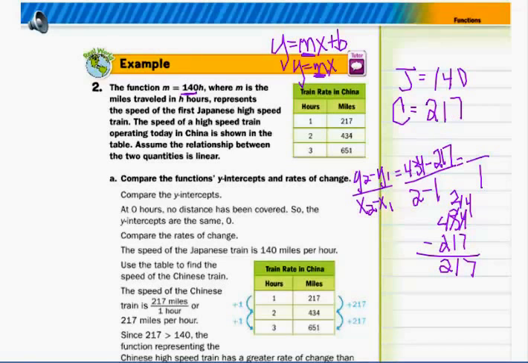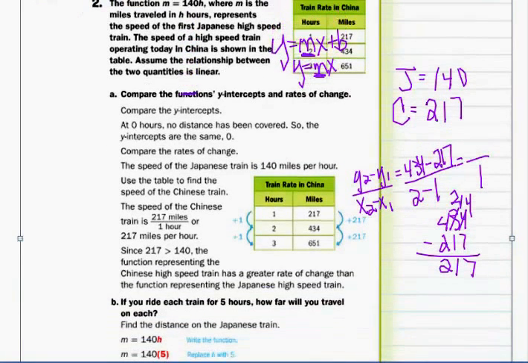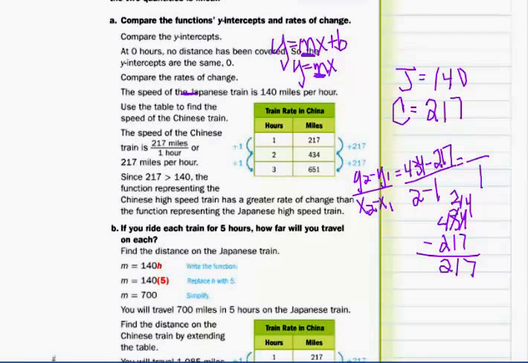So with that being said, if you ride each train for 5 hours, how far will you travel on each? How far will you travel on each? Okay, so for the first one, m equals 140h. So if you ride it for 5 hours, you're going to substitute in a 5 for the h, 140 times 5, 700 on the Japanese train.